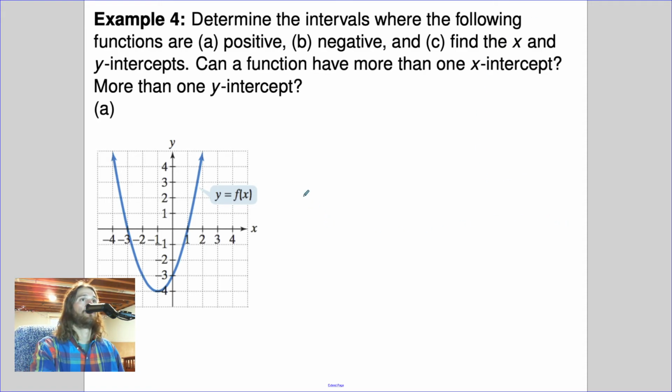Let's go, team. So let's start with positive. I'll do positive in blue. Where is our graph positive? Where is it above the x-axis? We're looking for the x values when my function is above the x-axis. So it's above the x-axis from negative infinity all the way to negative 3.